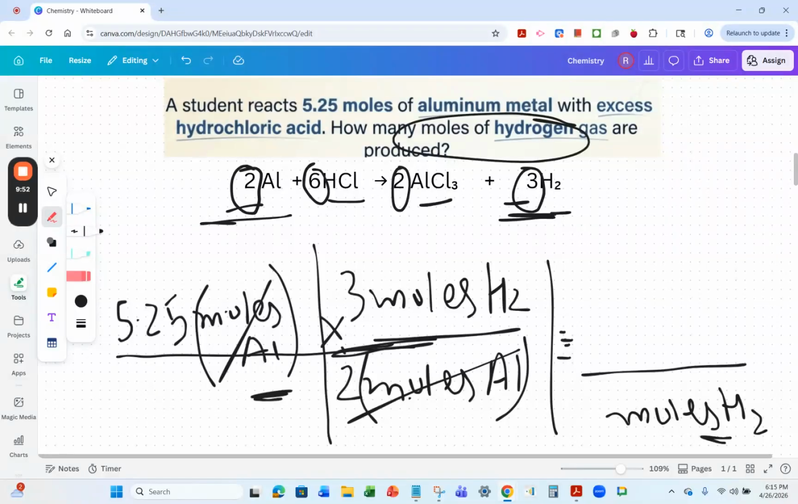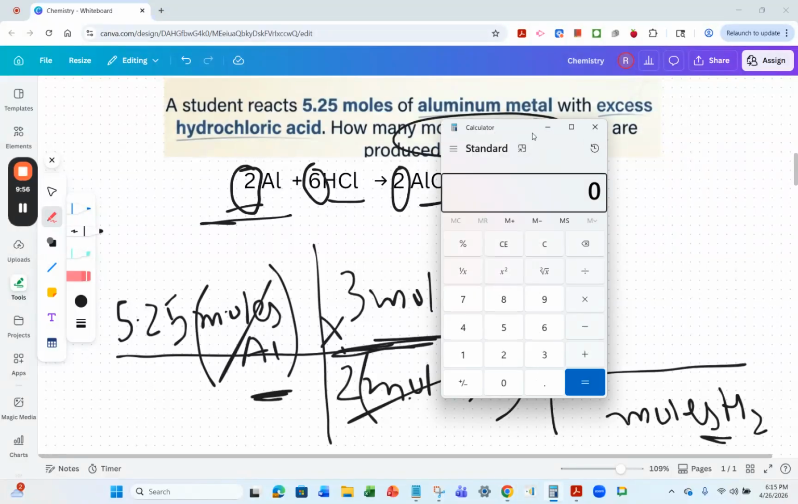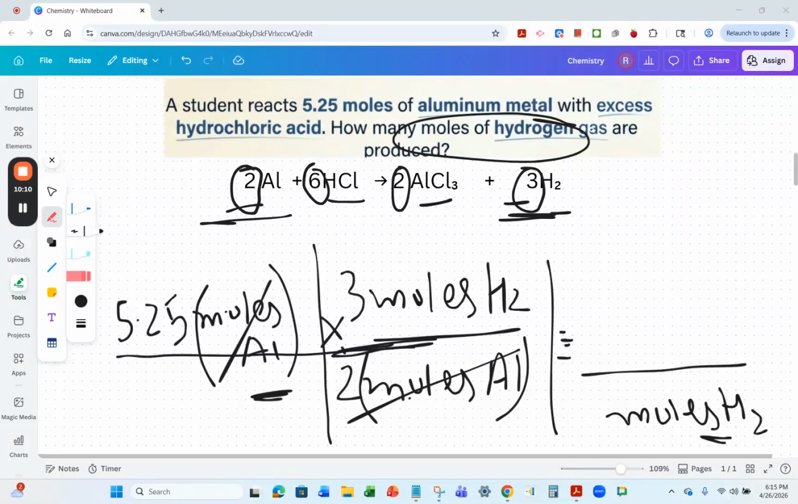So I need to use the calculator here. So I have to multiply 5.25 times 3 and divide by 2, which is 7.875, or we can round up to 8 moles of hydrogen gas.